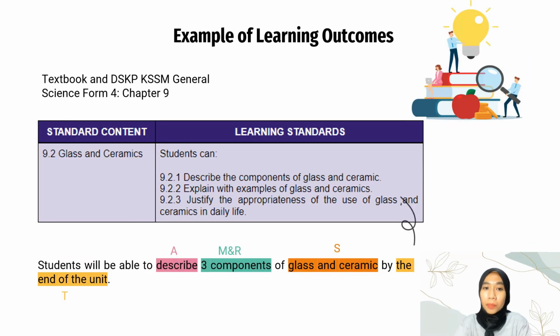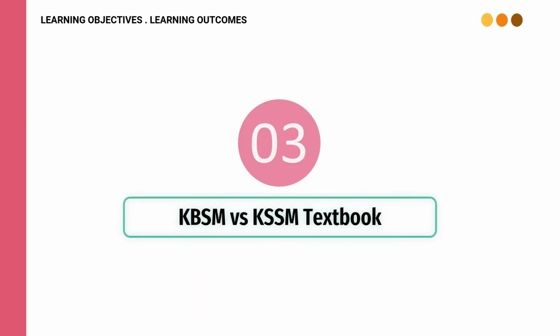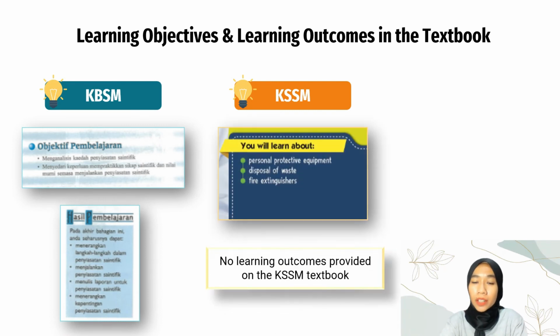This is another example of learning outcomes from DSKP KSSM General Science Form 4. This slide shows the learning objective and learning outcomes of the first chapter in the General Science textbook. In the KBSM textbook, learning objective and learning outcome are provided. Meanwhile, in the KSSM textbook, only the learning objective is provided.